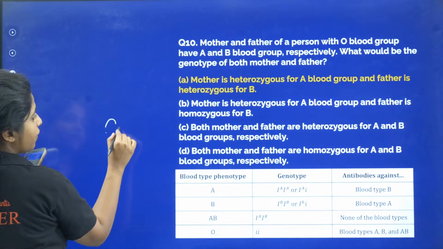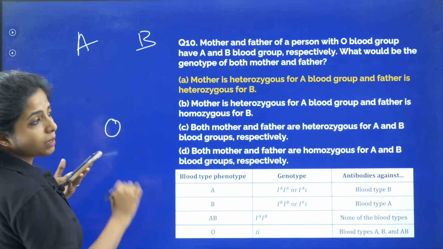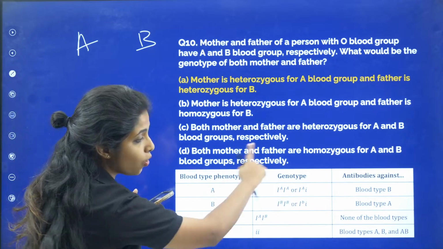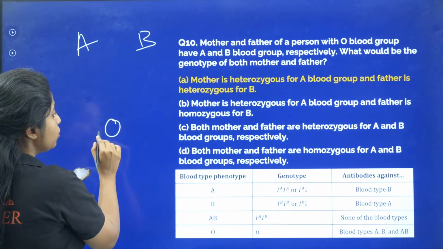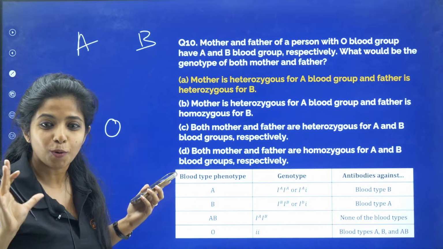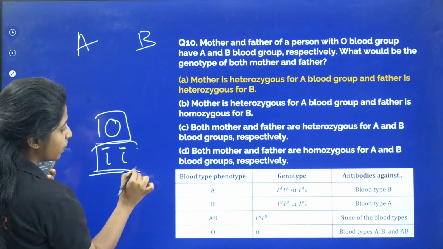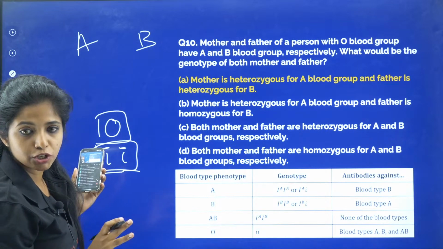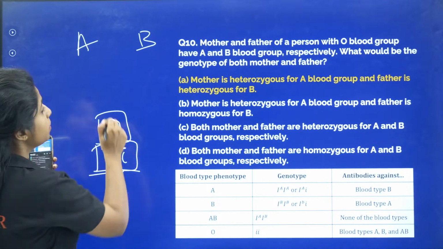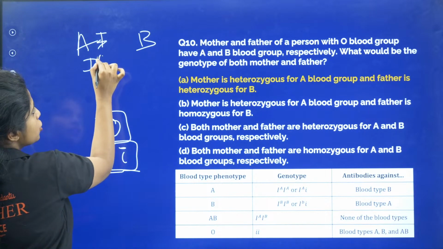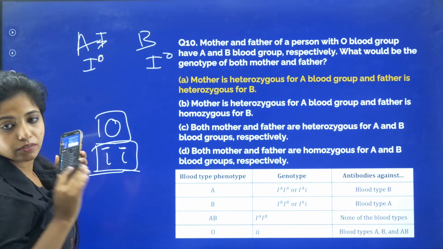Next, mother and father of a person with O blood group have A and B blood group. A person is having O blood group, mother and father are having A and B blood group, my dear children. What would be the genotype of mother and father? With this, you have to remember the whole thing up here. So if the child is O, my dear children, then it's a recessive condition. Both the genes should be like this. O can be expressed only in this condition. So if that has to happen, it should get one gene from the mother and one gene from the father, then only it can happen.